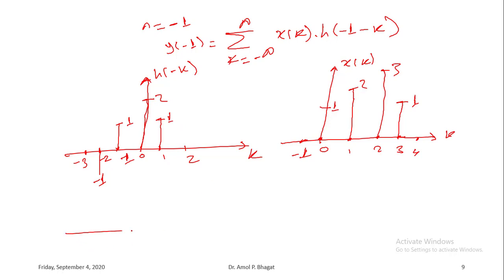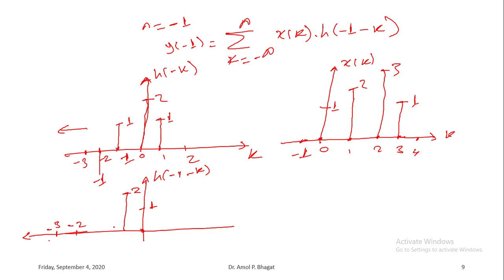So h of -1 minus k will be obtained from h of minus k simply by shifting it to left. Okay, this will be shifted to left by one sample. So the value present at 1 will be at 0. So this will be 1, then there will be 2 value. Okay, I am shifting it to left by 1. This sample will be at 0, this sample will be at -1, this sample will be at -2, this sample will be at -3. So this will start from -3. Okay, instead of -2, it will start from -3, then -2.